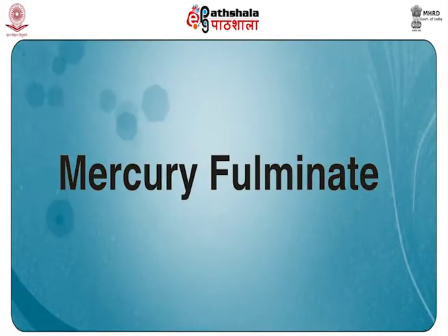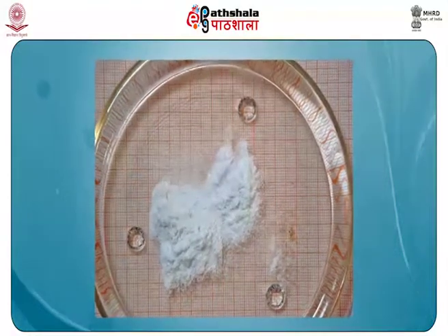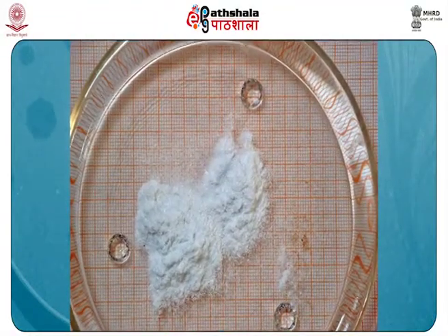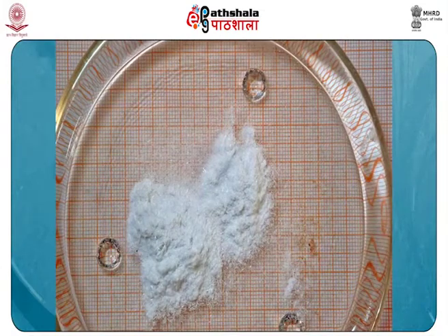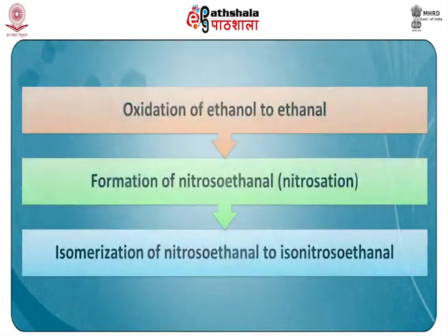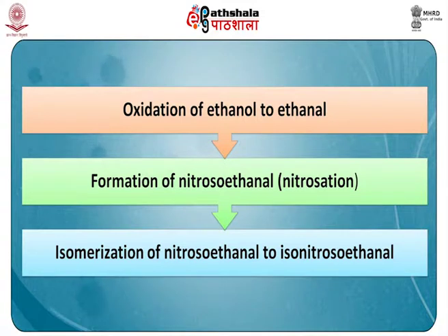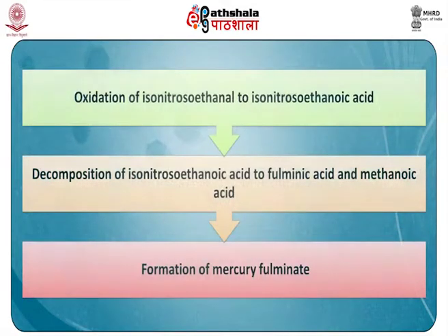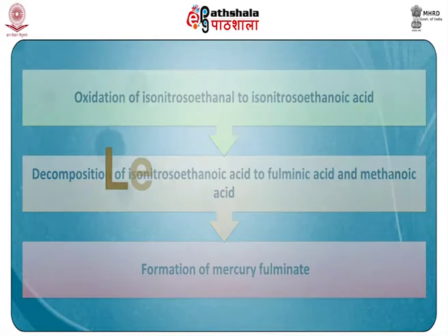Mercury fulminate. Mercury fulminate is prepared by dissolving mercury in nitric acid and then pouring it into ethanol. A vigorous reaction takes place, which is accompanied by the evolution of white fumes, followed by brownish red fumes, and finally again by white fumes. At the same time, crystals of mercury fulminate are formed. The grayish colored crystals are recovered and washed with water until all of the acid is removed.